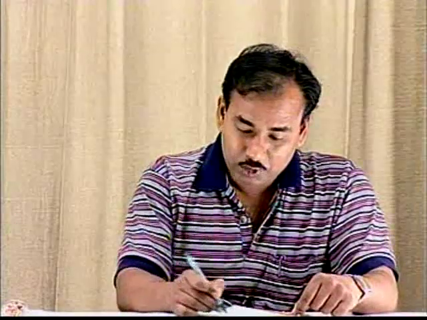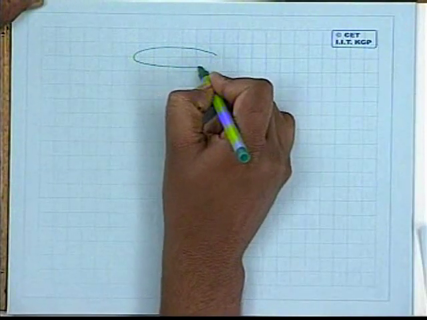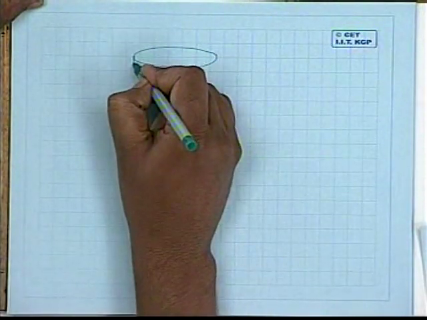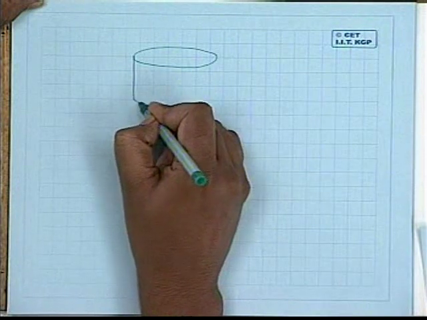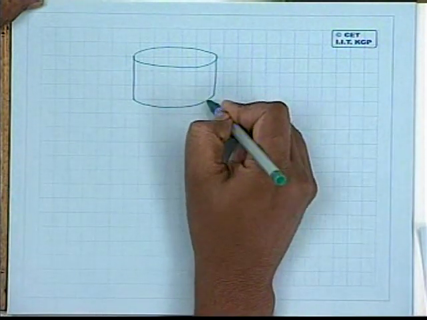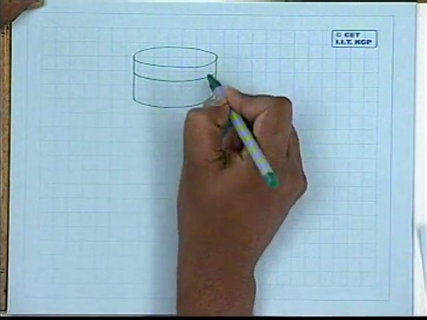So to give you a slightly more complicated example, suppose I have a magnetic drum. I think we had discussed the magnetic drum. It is just like a cylinder, where on the cylindrical surface we have a number of tracks which store the data.